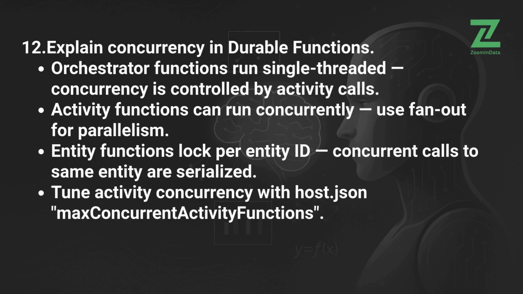Explain concurrency in durable functions. Orchestrator functions run single-threaded. Concurrency is controlled by activity calls. Activity functions can run concurrently. Use fan-out for parallelism. Entity functions lock per entity ID. Concurrent calls to same entity are serialized. Tune activity concurrency with host.json, maxConcurrentActivityFunctions.